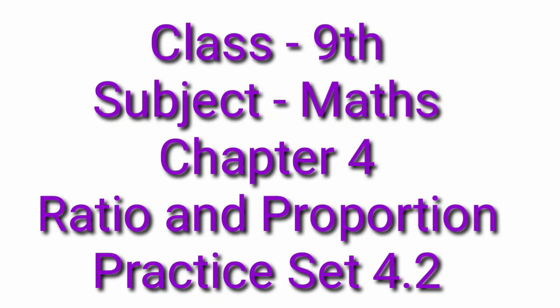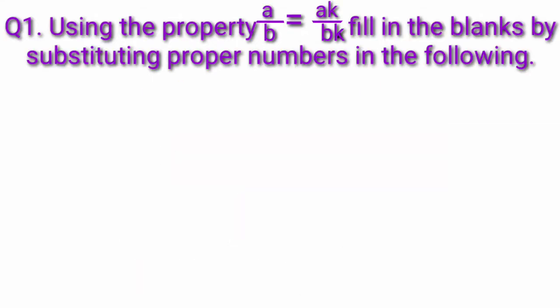Today we will see class 9 subject maths chapter 4 ratio and proportion practice set 4.2. So question number 1, using the property A upon B is equal to AK upon BK, fill in the blanks by substituting proper numbers in the following. First, 5 upon 7 is equal to fill in the blank upon 28 is equal to 35 upon fill in the blank is equal to fill in the blank upon 3.5.